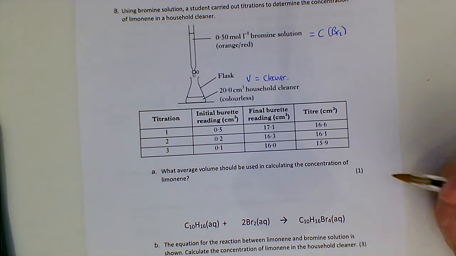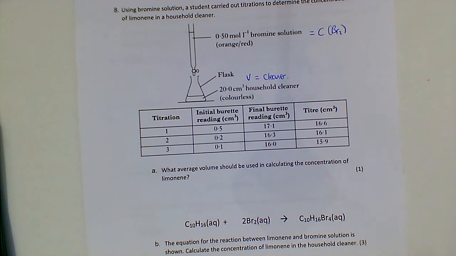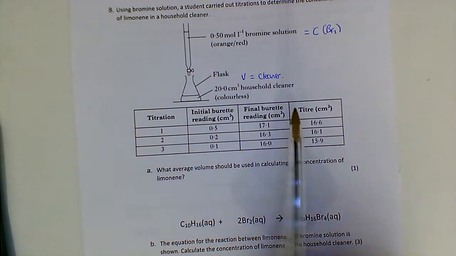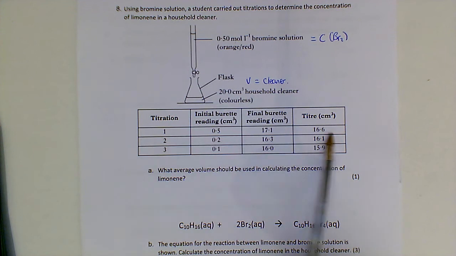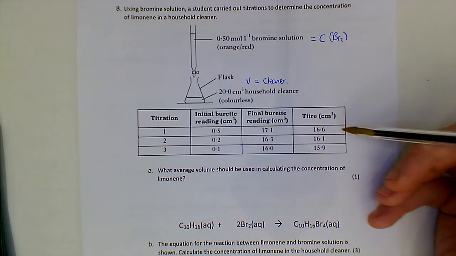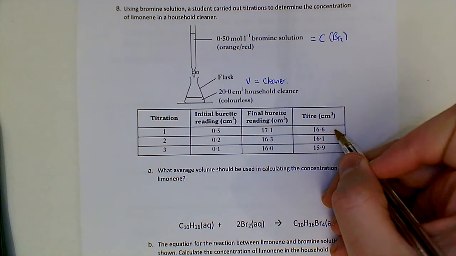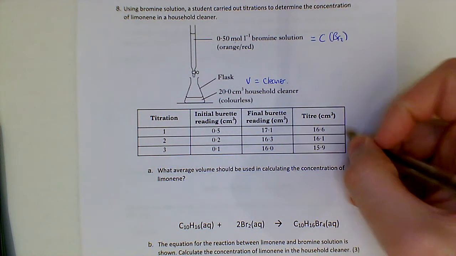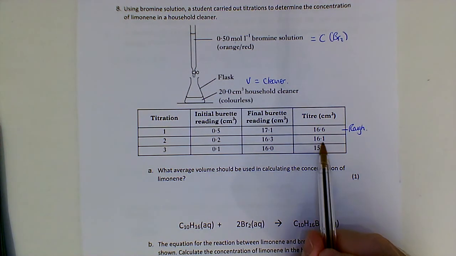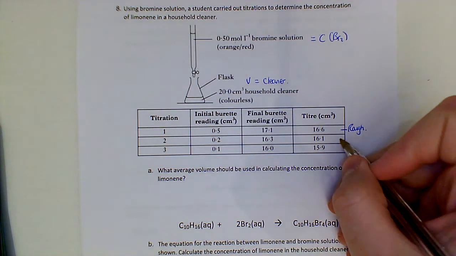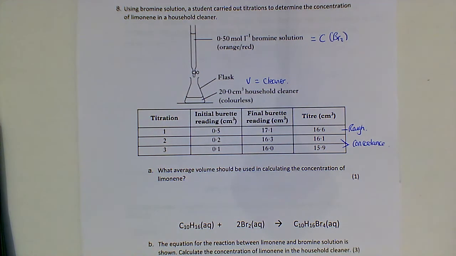Okay, so from the diagram I've been given information. Next thing I'm going to do is read the question. What average volume should be used in calculating the concentration of limonene? So this table might be set out differently to how we've done it. This time we've got reading across rather than reading down. We've got the titre, that just means your volume used. So we've got one that's 16.6, and that's the first experiment. So that's probably a rough experiment. And then we've got one at 16.1 and one at 15.9. They are concordant, so we can use those.